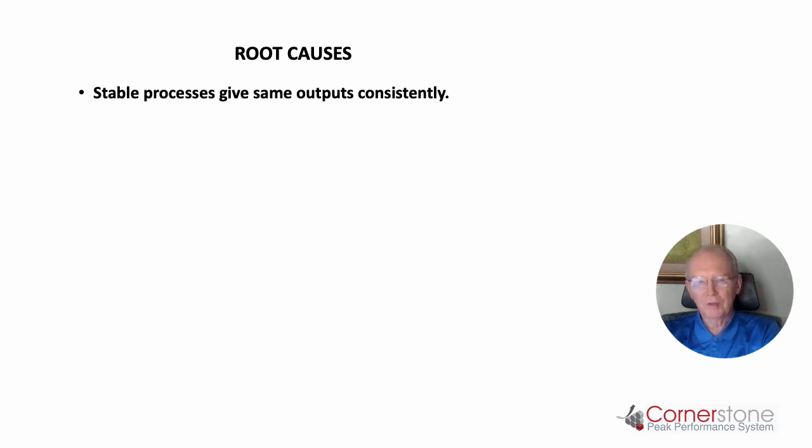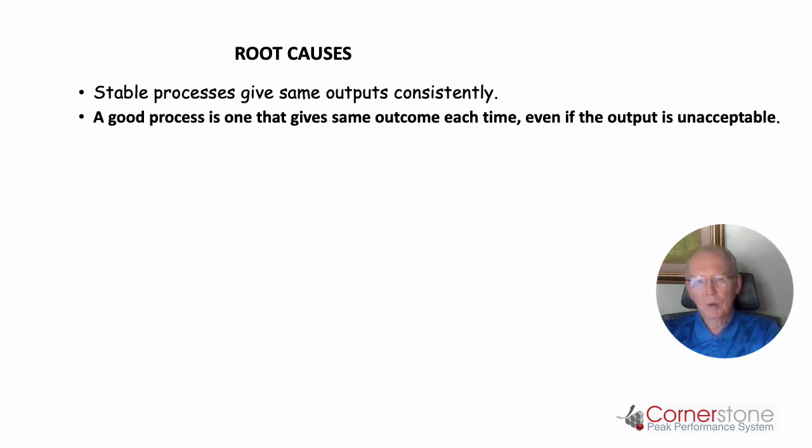We call a process that is in control, that's giving the same outputs consistently, a stable process. And it just makes sense that it's stable. Frequently when we run workshops, we ask people at the beginning their definition of a good process. And typically they will tell us that it's quality outputs, the output that you want, etc. And then we fool around with them a little bit by saying, no, a good process is one that gives the same outcome every time, even if the output is unacceptable.